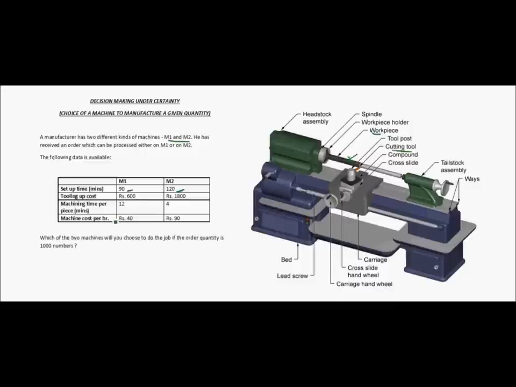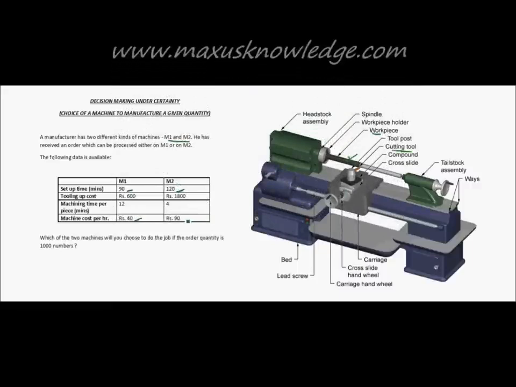The next item is machine cost per hour. So for M1, the machine cost is 40 rupees per hour, while for M2, the machine cost per hour is 90 rupees. So let's assume that this machine has been leased. So we have to pay an amount to the owner for the time period that we have leased the machine for. So per hour, the amount that we have to pay for M1 is 40 rupees, whereas for M2 it is 90 rupees.